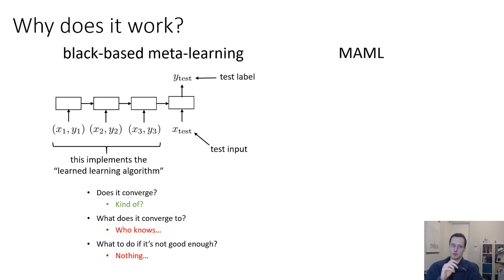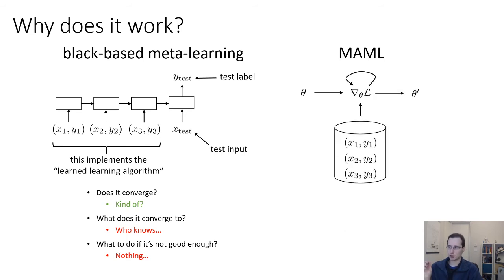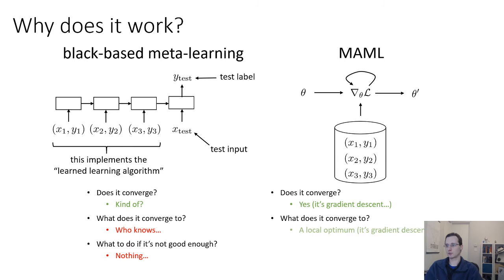In contrast, with the gradient-based approach, it's still a computation graph, just a different one, the one that has this gradient operator in it. And we can ask the same questions about it. Does it converge? And it does, because it's gradient descent. What does it converge to? Well, it converges to a local optimum for your new task, at least in terms of training error, because it's gradient descent. And if the result that you get is not good enough, then you can just keep taking more gradient steps. In fact, with MAML, that turns out to be a very effective strategy. Oftentimes, you can get better solutions with MAML if you take more gradient descent steps when adapting to a new task than the number of gradient descent steps that you took during meta-training. And that can work quite well.